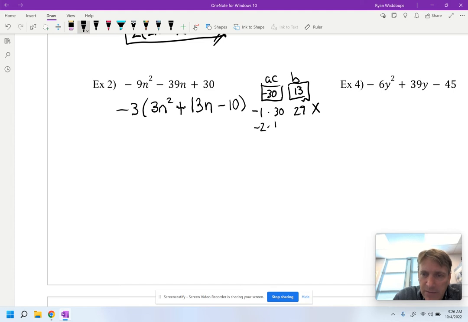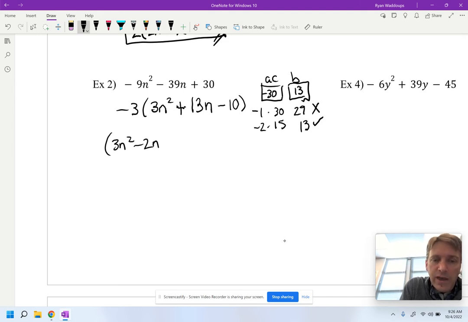So negative 2 times 15 is negative 30, and negative 2 plus 15 is 13. And those are the numbers that I'm looking for. So this time I'm going to factor this out. 3n squared minus 2n plus 15n minus 10. And these two numbers here came from minus 2 and 15, and they are the same as 13n, because negative 2n plus 15n is 13n.